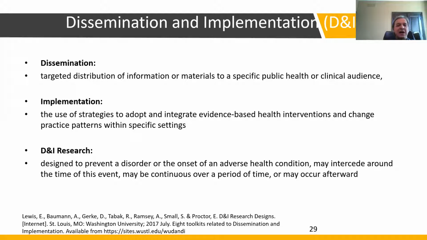So the D&I research, actually, this is very similar to the classification that NIH is using recently: designed to prevent a disorder or the onset of an adverse health condition, may intercede around the time of this event, may be continuous over a period of time, or may occur afterward. So bottom line is this research area has been explored very well in the past 10 years. But remember, when you talk about randomized clinical trial, we're talking about nearly 60 years of study design, starting in the 30s, actually way before, but really organized and highly published. Whereas this issue of dissemination and implementation research started really in the 2000s, about 20 years ago, but really took over around 2002, 2003.